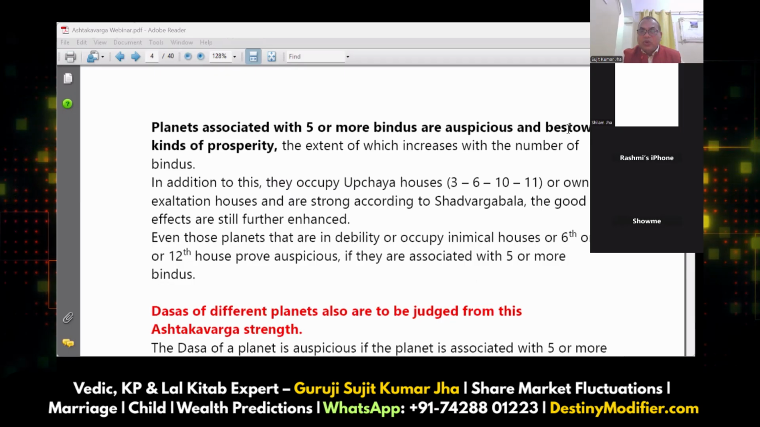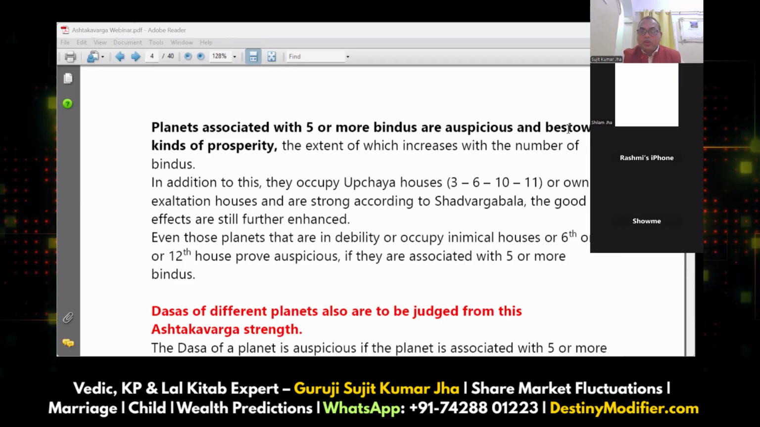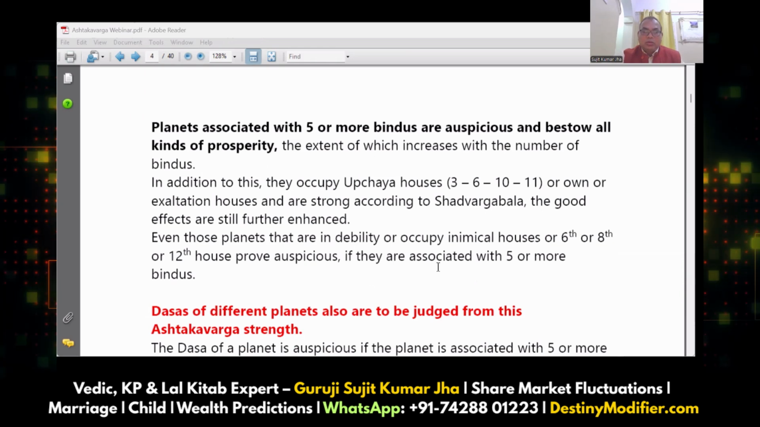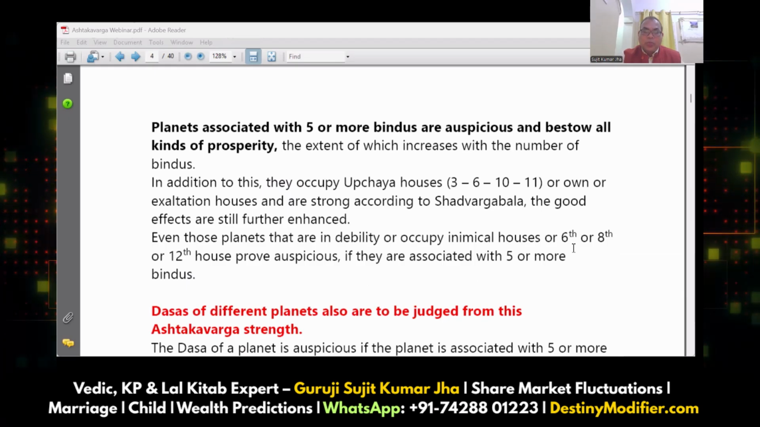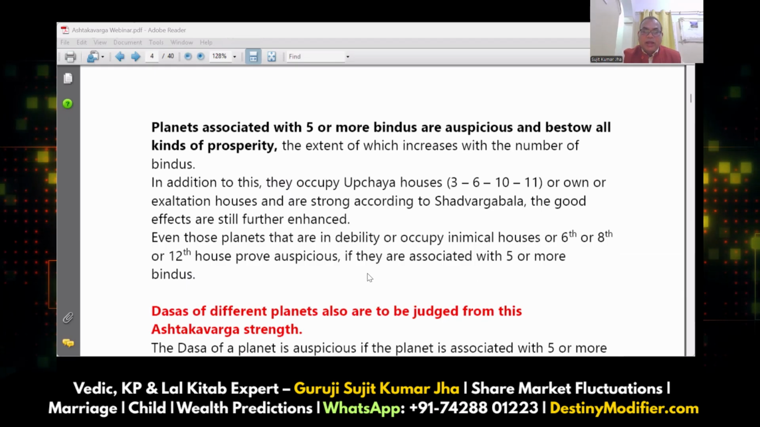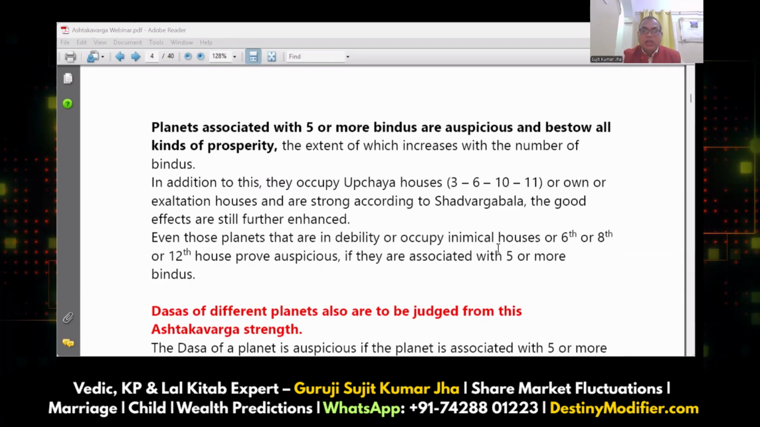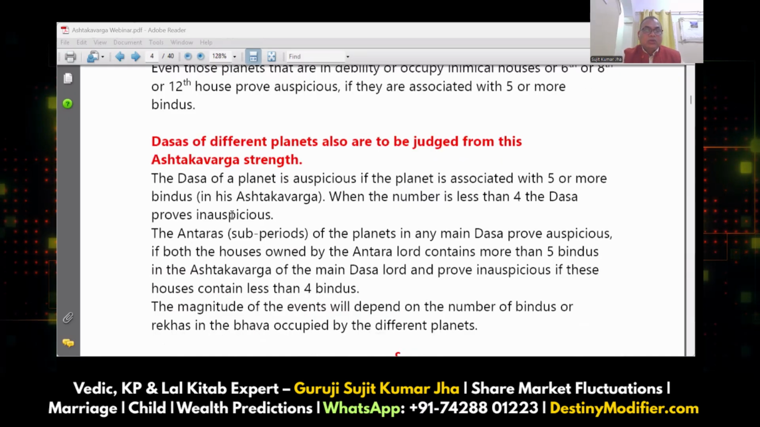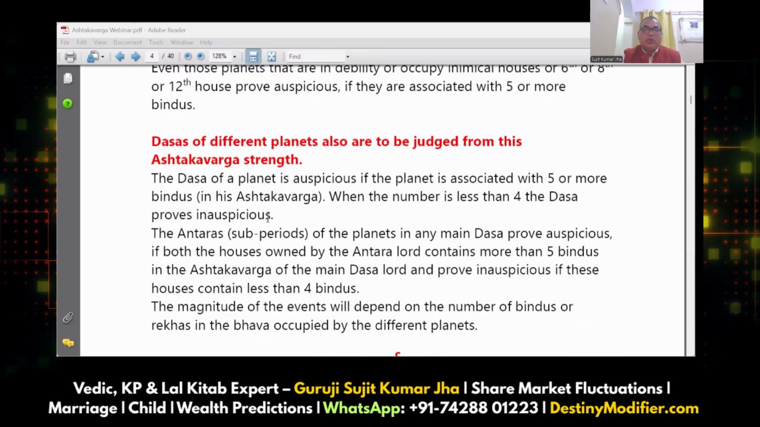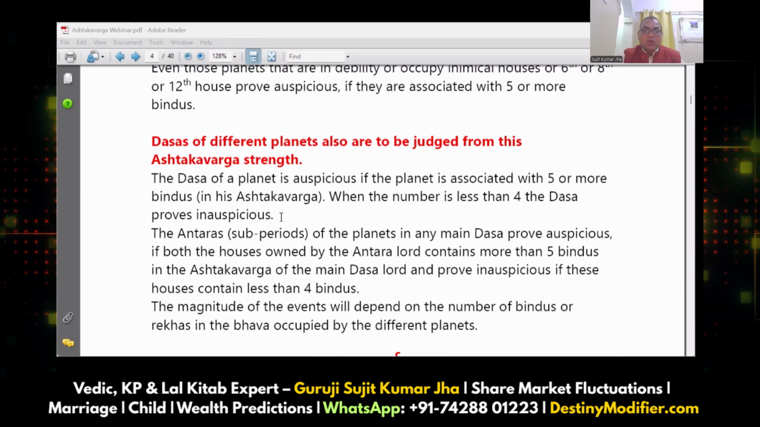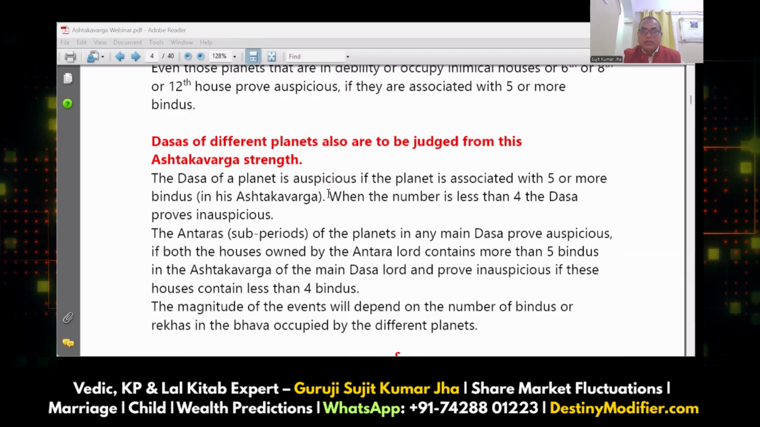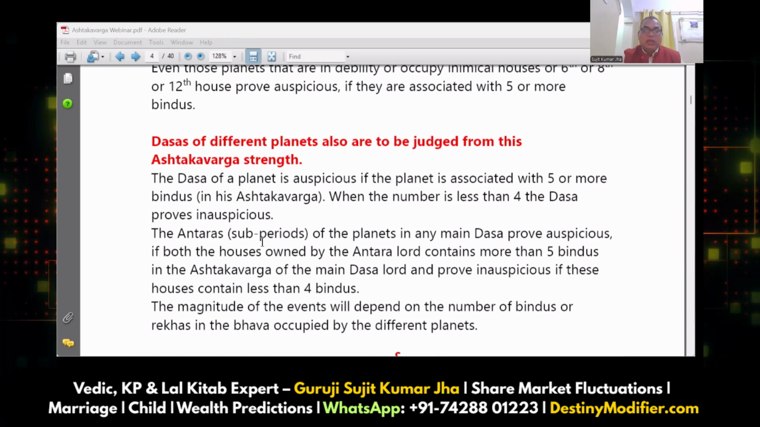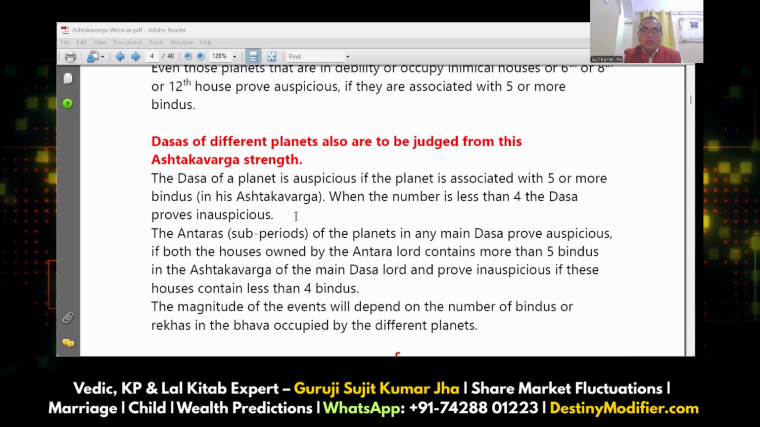Then, as we know, the 6th, 8th, and 12th houses are called trik houses, not good houses. In these houses, a benefic planet will give a bad result and a malefic will give a good result. We should keep that in mind. Then how the Dasa and Antar Dasa lord's result can be analyzed through Ashtakavarga. The Dasa of a planet is auspicious if the planet is associated with 5 or more Bindu in that planet's Ashtakavarga. So this is the rule.